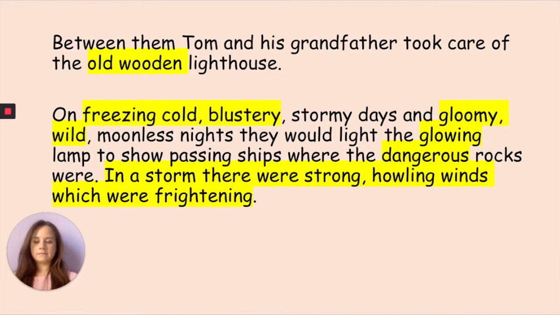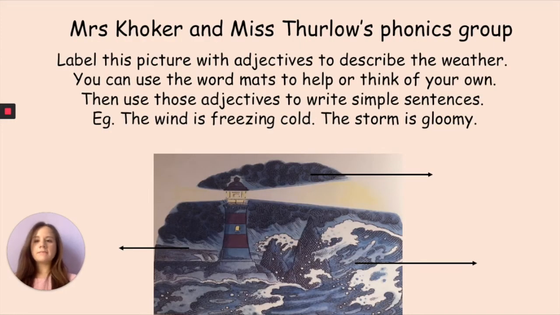If you are in Mrs. Coker or Miss Thurlow's phonics group, please can you label this picture with adjectives to describe the weather? You can use the word mats on the website to help you or think of your own. And then once you have labelled the picture with your adjectives, can you write simple sentences? For example, the wind is freezing cold or the storm is gloomy. You can talk about the wind or the waves or the rain or how dark it is.